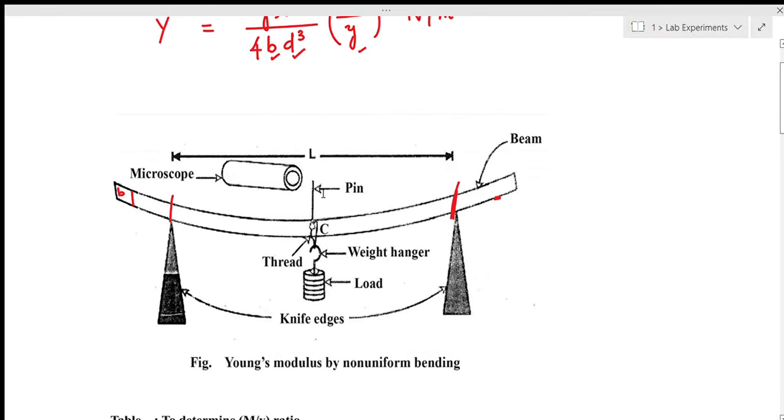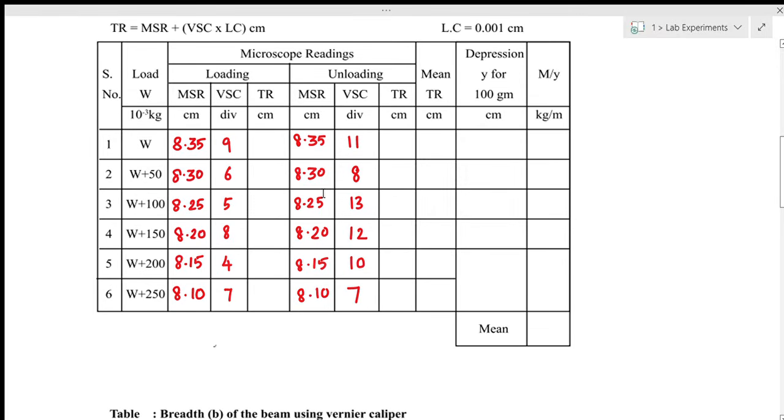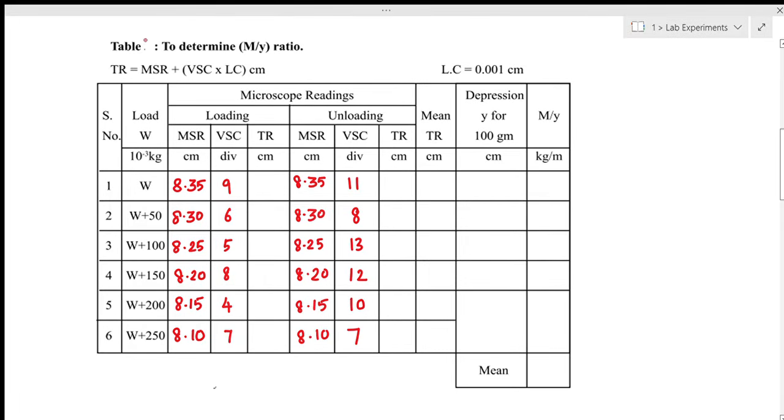The relevant diagram is here. The sample readings are given. This table is for determining the M by y ratio. For the applied load, what is the depression made? Here, W is the base load, which may be 50 grams. W can be taken as 50 grams here. So for every additional 50 grams, what is the depression made in the scale?